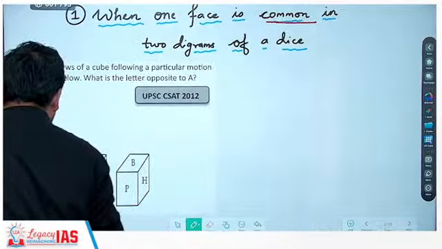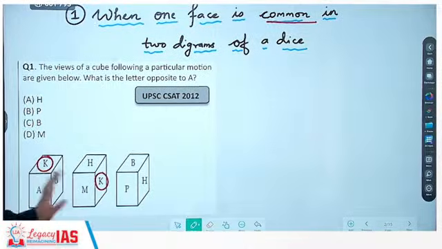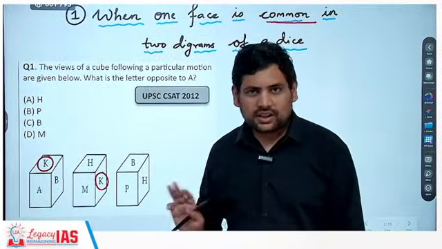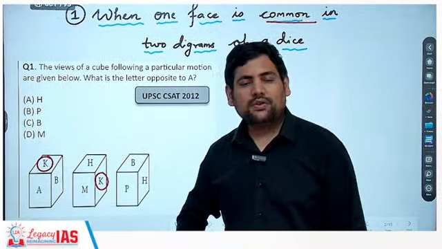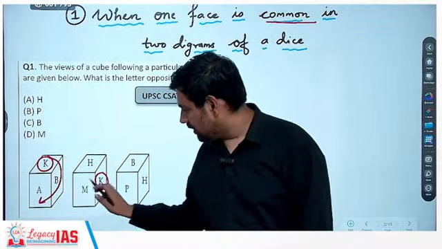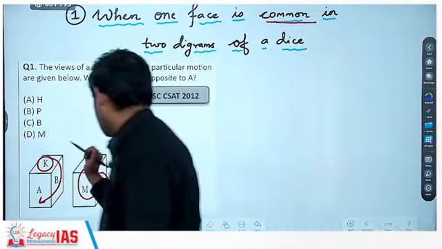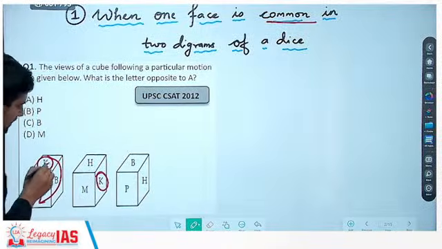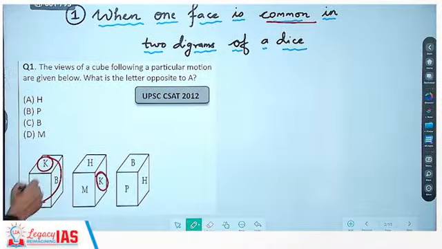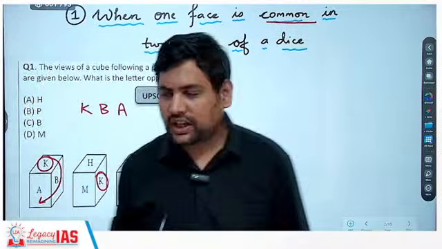Now you look here and here. K is common in both of them. They have one face in common and the other two faces are different. If this is so, you just write it in clockwise order starting from the common element itself. For this one, I start with K and move in clockwise direction. So it becomes KBA.